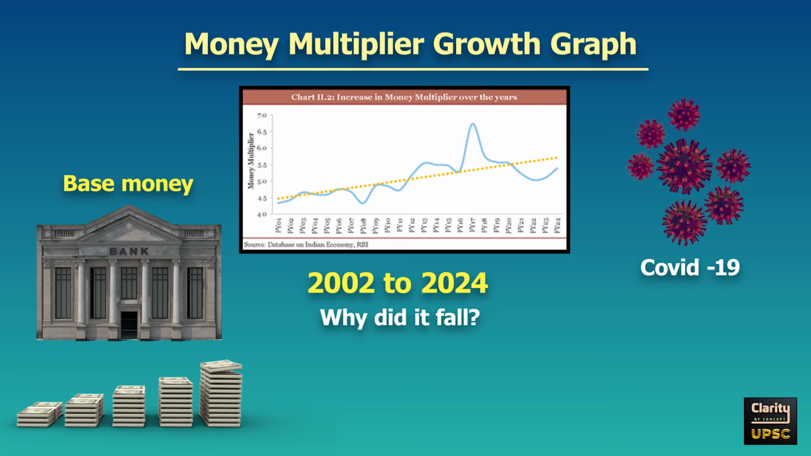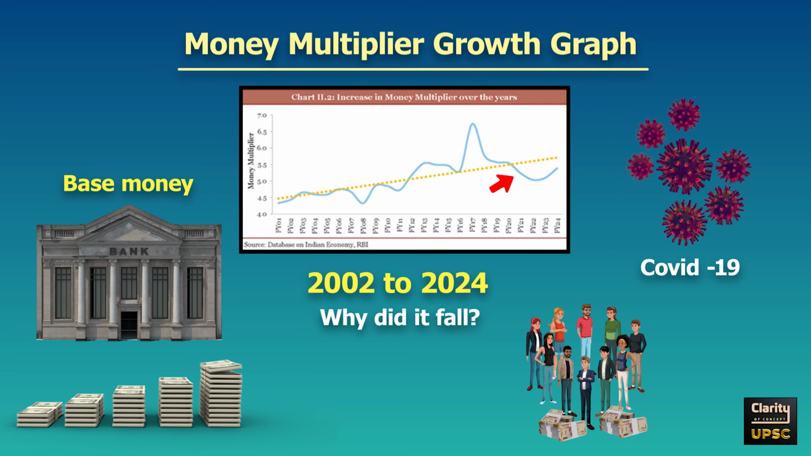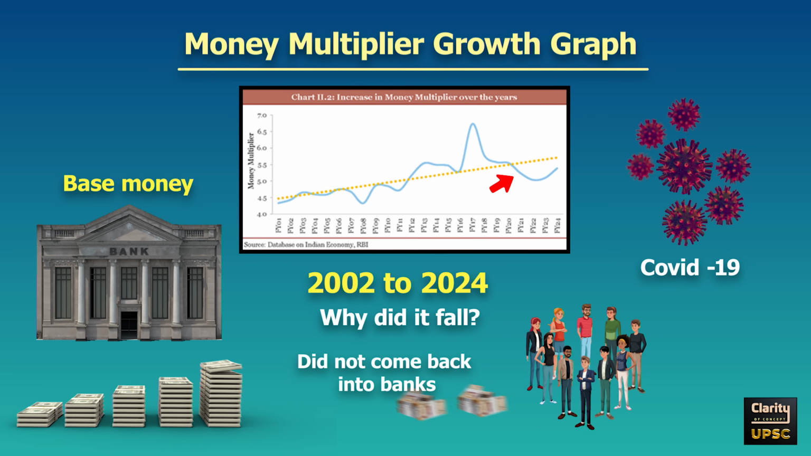Why did it fall? Because during COVID, people were worried and held more cash in hand. This cash did not come back into banks. Also, banks were careful and did not give loans easily. They were scared of bad loans and risks. Both these reasons reduced the money multiplier during that time.